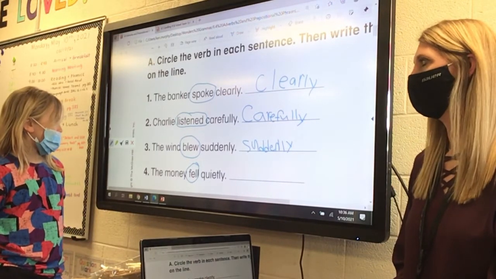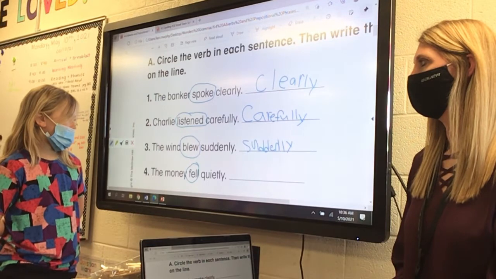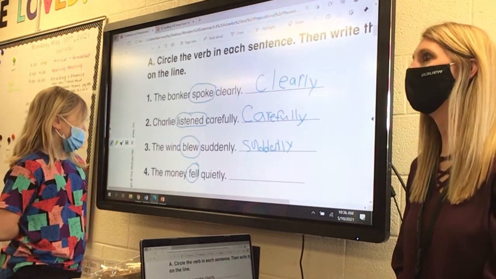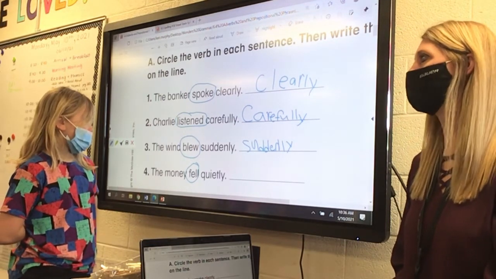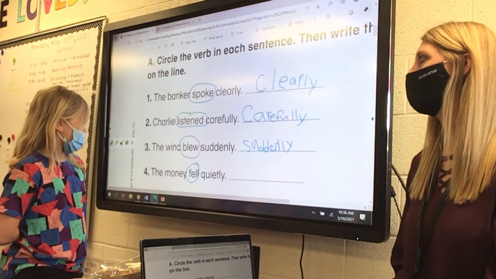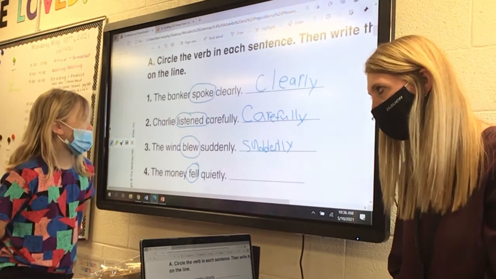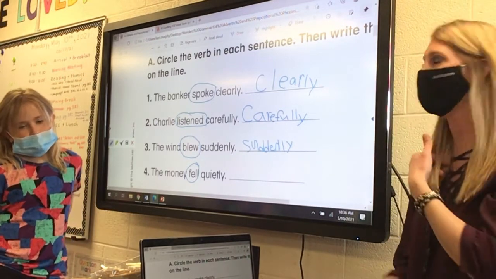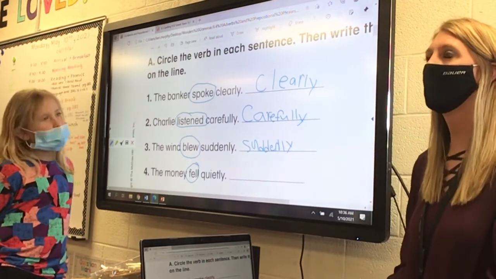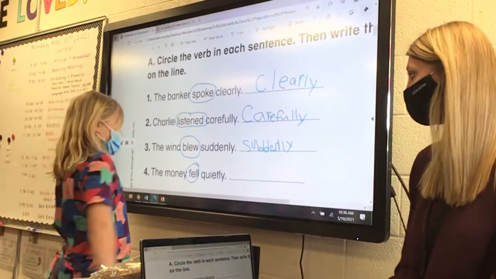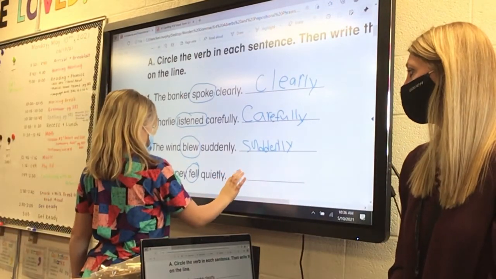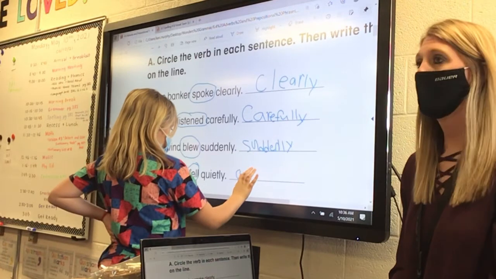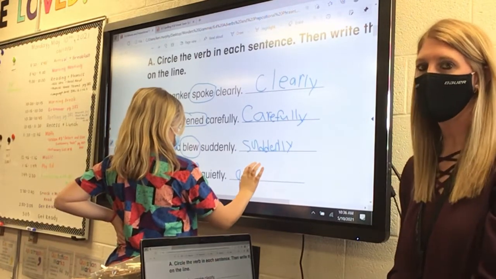How? What's the word behind it? Most of the time the adverb is behind it. The money fell quietly. Quietly. Good job. So quietly is the adverb. It's right behind the verb. So we're going to write quietly on the line. And you'll notice it ends in ly.